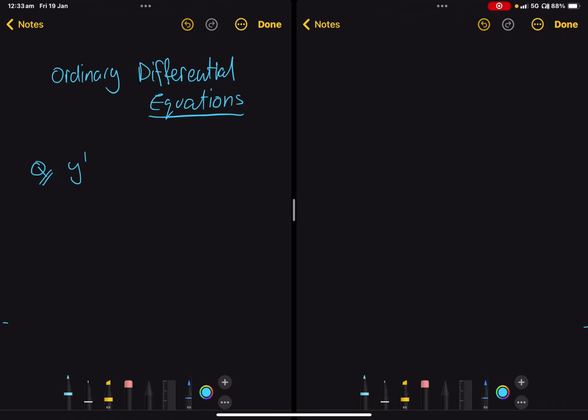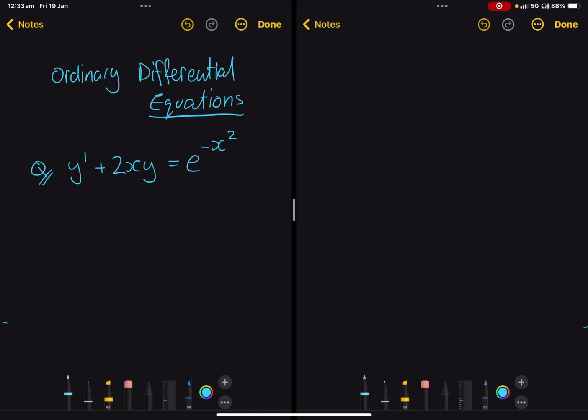Our question will be y prime plus 2xy is equal to e to the minus x squared. In this question we need to find a general solution, a solution in terms of x, so y equals something.